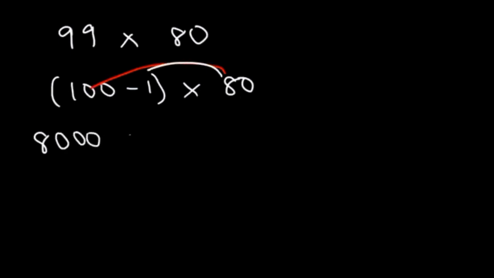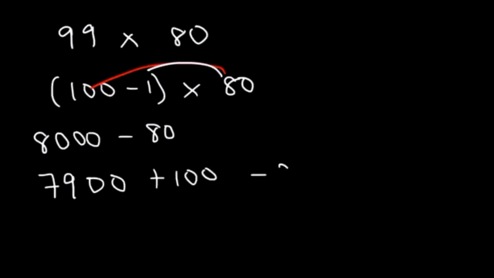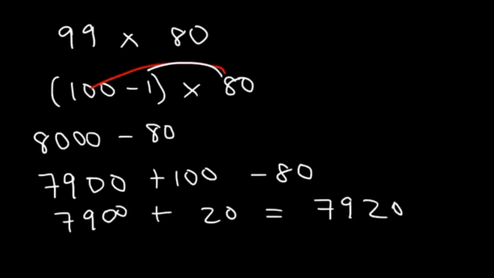And then 80 times 1 is 80. So what is 8,000 minus 80? Well, first, 8,000 is 7,900 plus 100. And it's easy to do 100 minus 80. That's 20. And then add 20 to 7,900. So this is going to be 7,920.